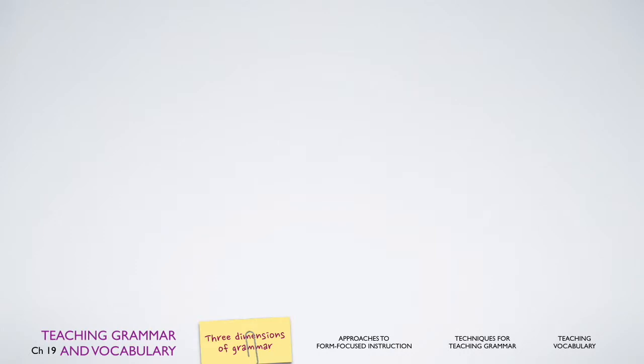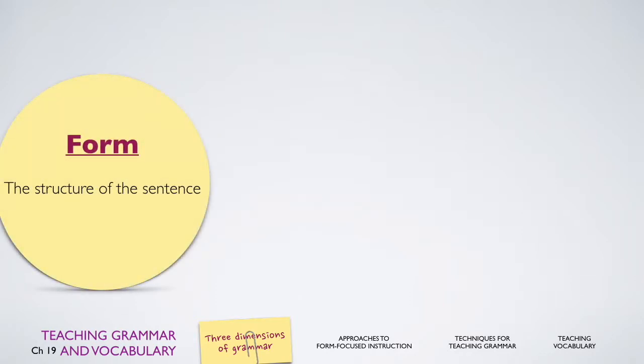Language is complex. There's no secret about that. One of the reasons for its complexity is grammar. On pages 463 and 464, we see an interesting discussion of the 3 dimensions of grammar: form, meaning, and use. In a very simple explanation, form refers to the structure of a sentence. So when we are looking at the sentence, I like ice cream, we look at subject, verb, object.